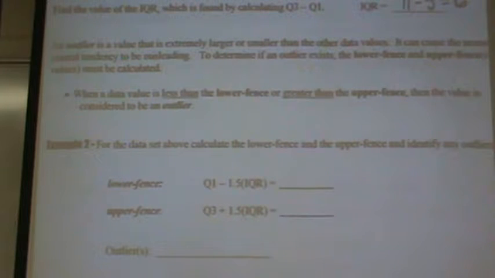And we use the upper and lower fence by saying if any values are less than the lower fence or greater than the upper fence, the value is considered an outlier. So in example 2, we're actually going to find the upper and lower fence for the set that we were given in example 1.